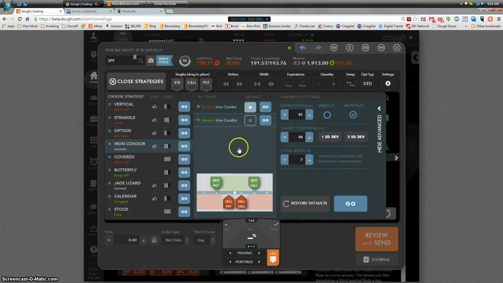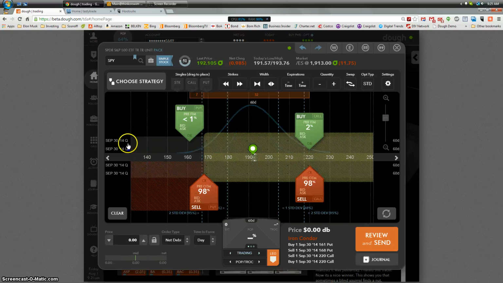You click on Iron Condor. This is defaulted. You're going to choose 56 days like her if you want, monthly, and you're going to click on 2 standard deviations. Okay. And then you're going to hit go. And over here, you want monthly.